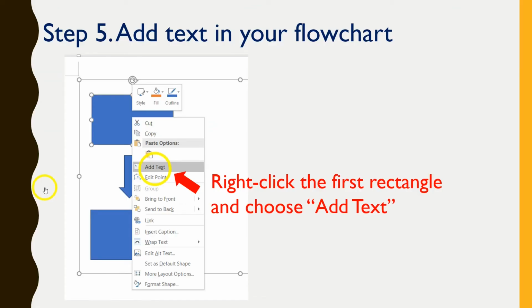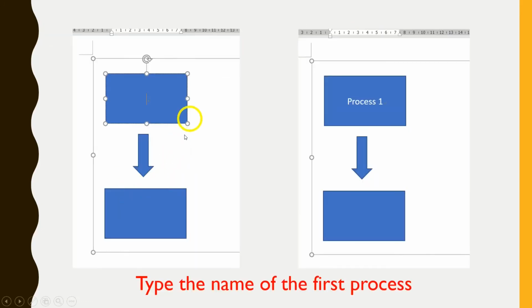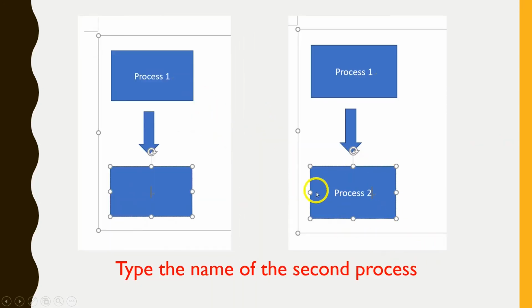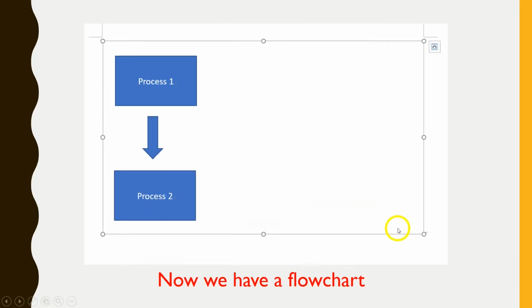Step 5. Add text in your flowchart. Right-click the first rectangle and choose Add Text. Type the name of the first process. Use the same method to add text on the second rectangle. Right-click the second rectangle and choose Add Text. Type the name of the second process. A simple flowchart is finished.